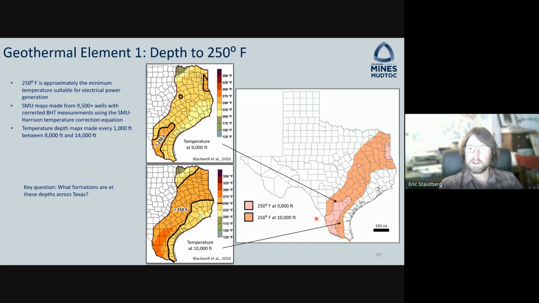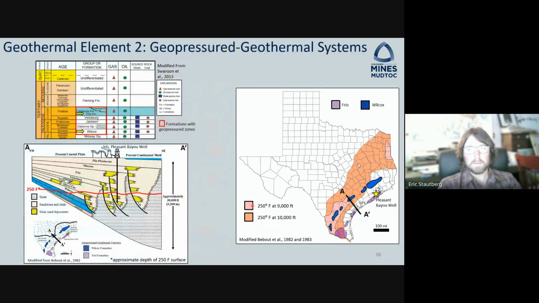And that shows that roughly 250 degrees occurs around 9,000 feet in South Texas and East Texas with this kind of peach color, and then around 10,000 feet across the rest of the Gulf Coast trend. And that's an important number because it is considered an approximate minimum temperature for electrical power generation. So that's an important geothermal element of the Gulf Coast.